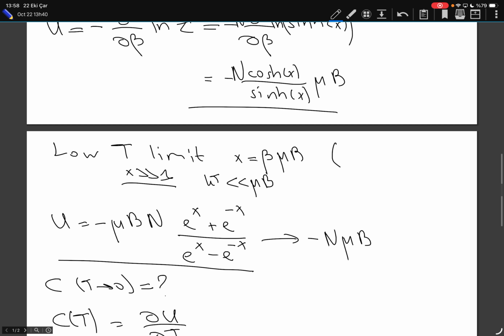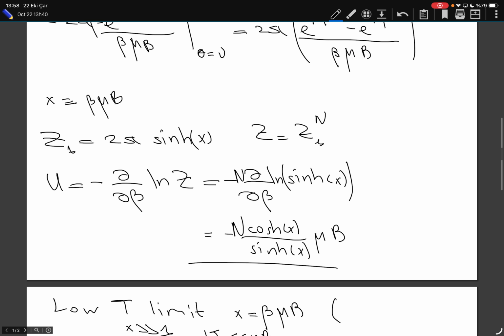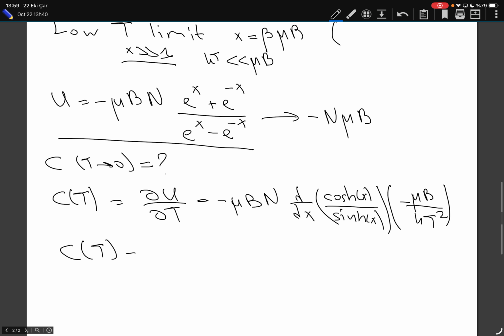U is given by this expression over there, so this is equal to minus mu b times n, derivative with respect to x of cosine hyperbolic x divided by sine hyperbolic x, times the derivative of x with respect to T. Remember, x is mu b over kT. If I take the derivative with respect to T, I get a minus mu b divided by kT squared. So the heat capacity of this system is mu b over kT squared times nk.